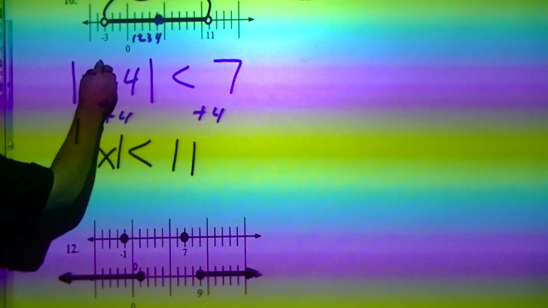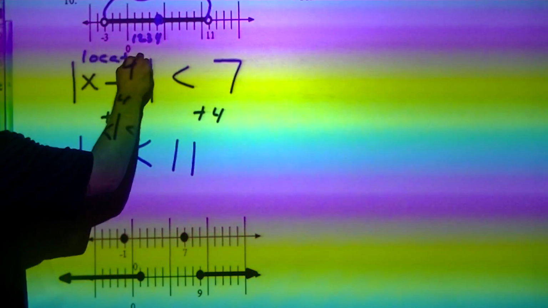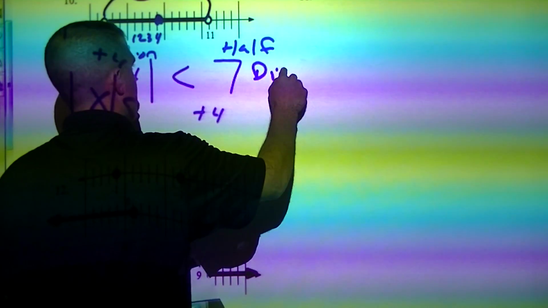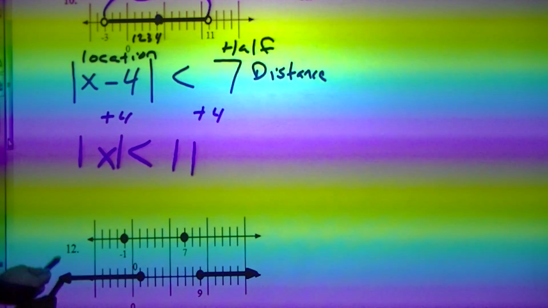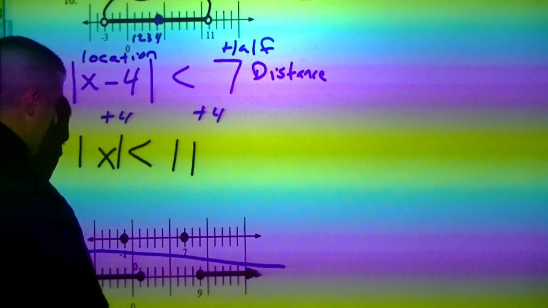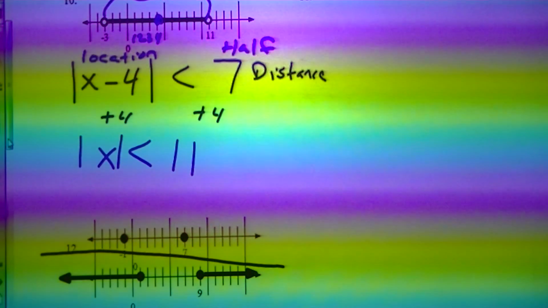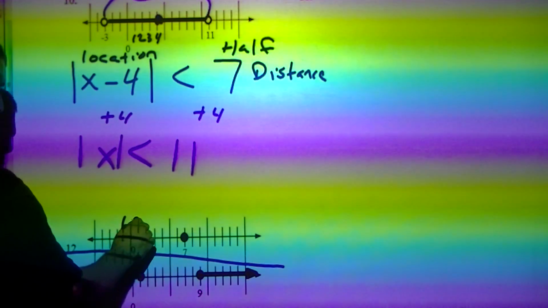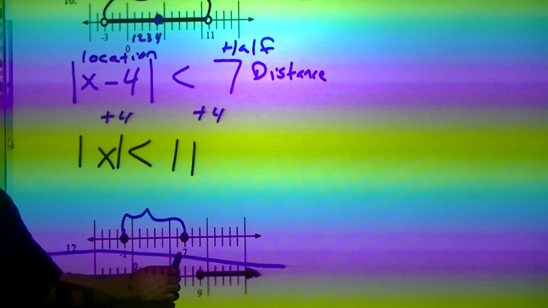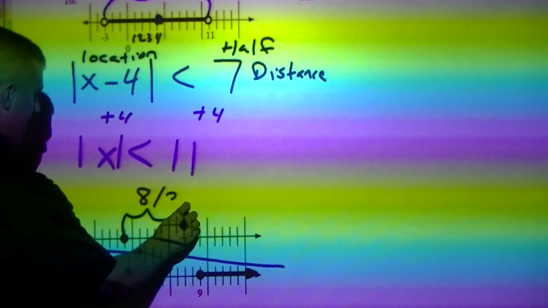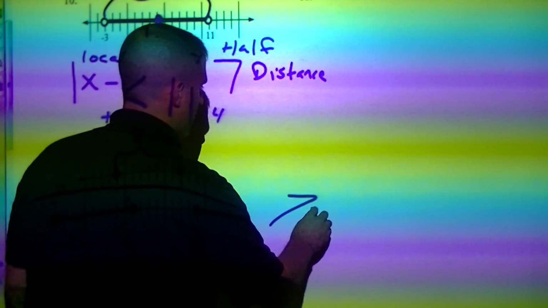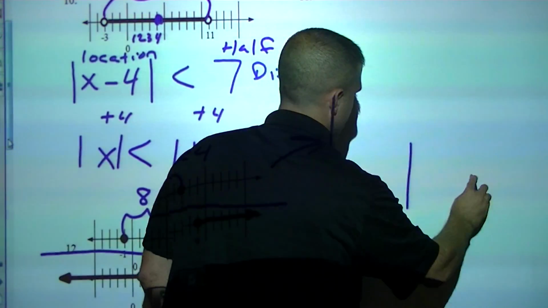So basically, this is your location. This is half the distance. Let me see if I can move this problem up. Let's treat these like two separate problems if we can. I think that's supposed to be number 11, or one of them is. And if you look at this problem, -1 to 7. That's 8. So half of 8 is 4. So my distance for this one is going to be 4.